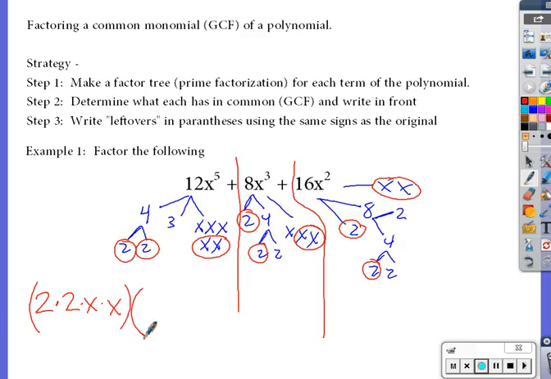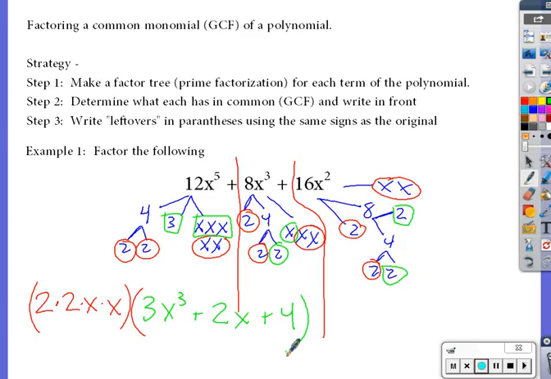After I figure out what the GCF is, I write down all the leftovers. So I have a 3 that's left over. And again, that's why I'm circling these, because that makes finding your leftovers a little easier. So I have a 3x to the third. I have a 2x. And I have a 2 and a 2. That makes 4. And there's no x's there, so plus 4.